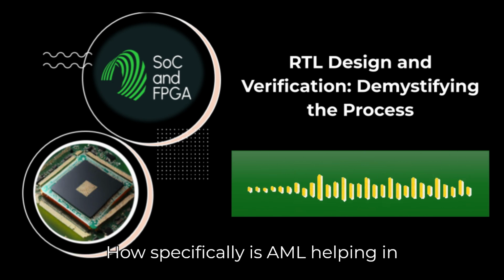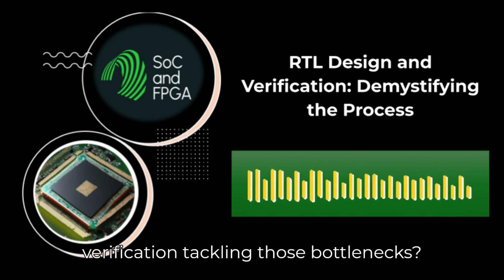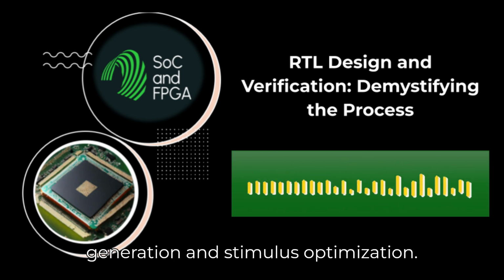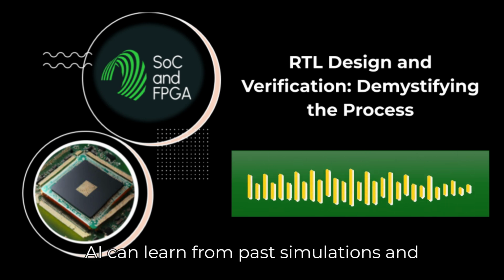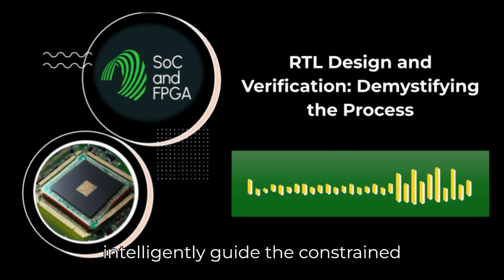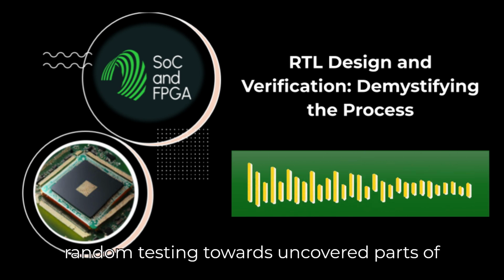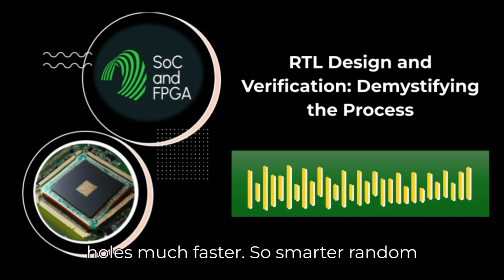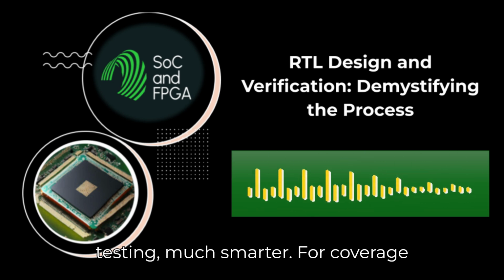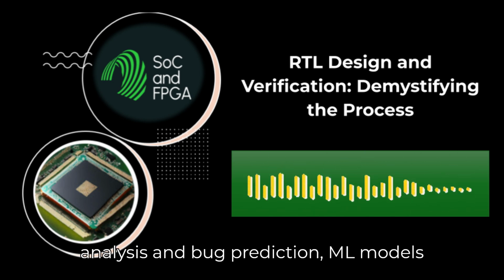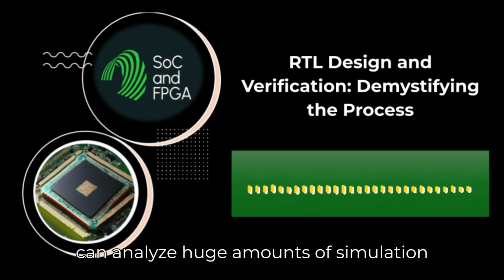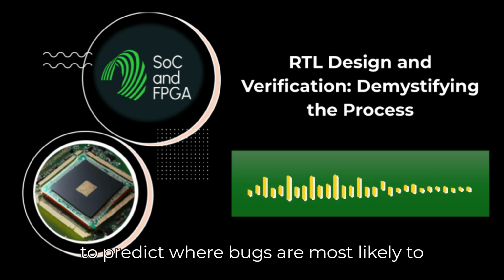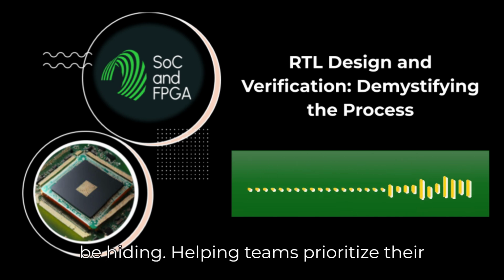How specifically is AI/ML helping in verification, tackling those bottlenecks? Several ways. For testbench generation and stimulus optimization, AI can learn from past simulations and intelligently guide the constrained random testing towards uncovered parts of the design state space, hitting coverage holes much faster. So smarter random testing. Much smarter. For coverage analysis and bug prediction, ML models can analyze huge amounts of simulation data, coverage metrics, even design code to predict where bugs are most likely to be hiding, helping teams prioritize their debugging effort.